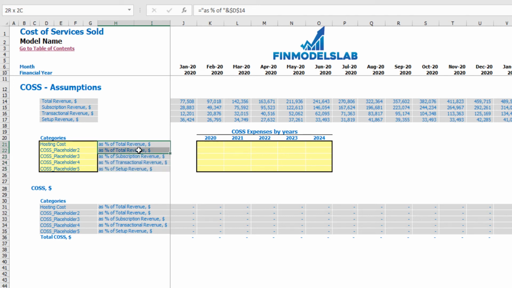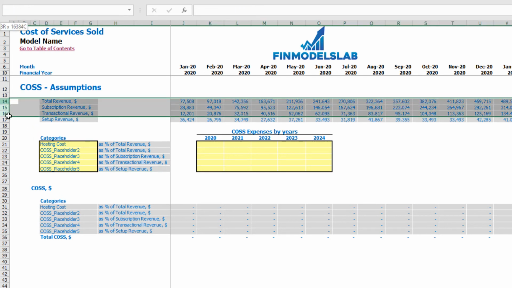First 2 line items are reserved for the calculation as a percentage of total revenue, another one as a percentage of subscription revenue, one more as a percentage of transactional revenue, and the last one is used for the calculation of cost of services sold as a percentage of setup revenue. So let me show you how it works.